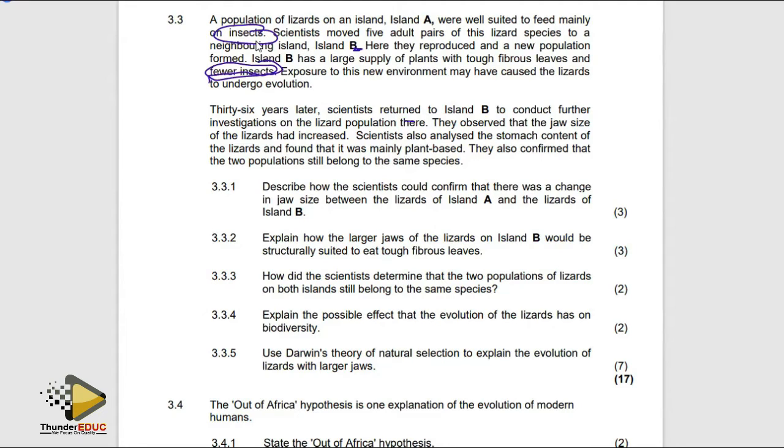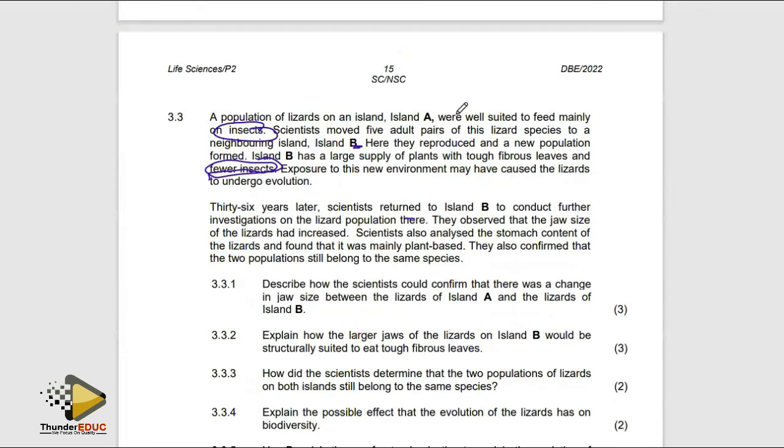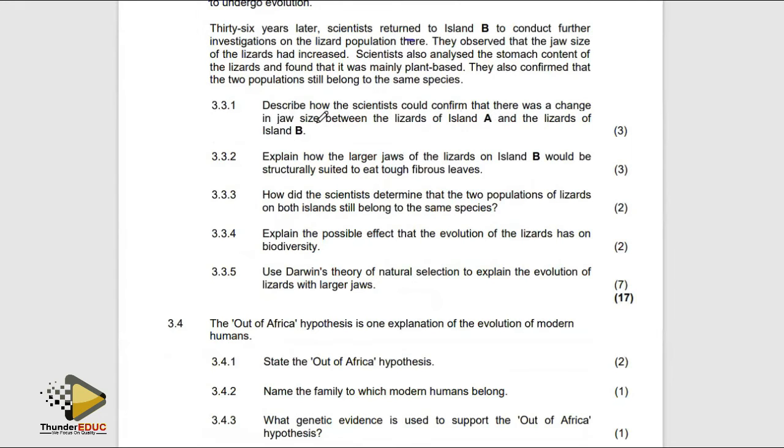Describe how scientists could confirm that there was a change in the jaw size between the lizards of island A and the lizards of island B. So the question might not come like this, but it can come in a different version. So we shall go and see exactly where we need to get the answers from. So basically, what the scientists could do to confirm that there was a change in the jaw is, this is an obvious answer. They had to measure the lizards on island A and the lizards on island B, check whether the jaw size is the same, and compare the differences if there is a difference.